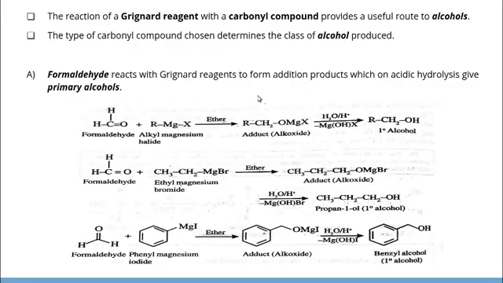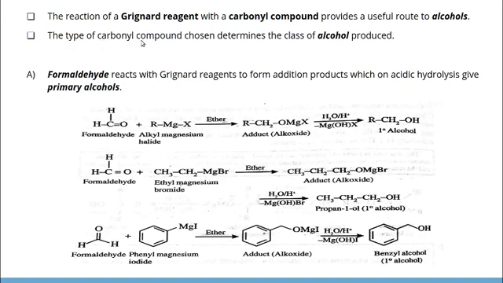See how different types of products are formed by the addition of Grignard reagent to a carbonyl compound. The reaction of a Grignard reagent with a carbonyl compound provides a useful route to alcohol. So addition of Grignard reagent to carbonyl compound, that means to ketones or aldehydes, provides alcohols as the final product.